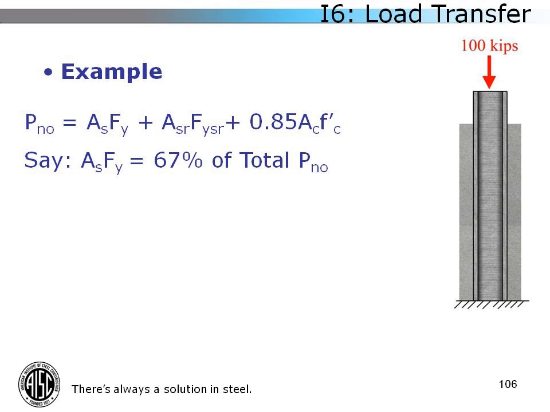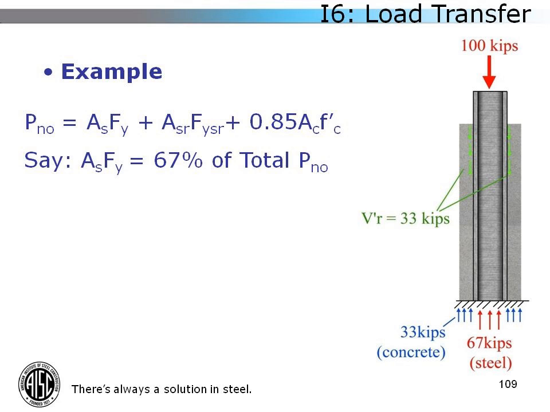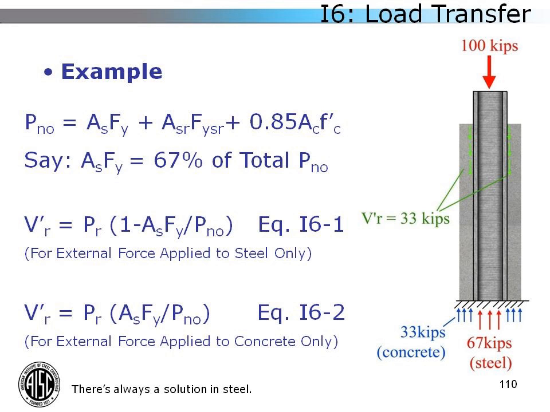If we apply 100 kips to just the steel column, what we're saying here is that 67 kips are going to stay in the steel. And that follows that 33 kips have to go somewhere out into the concrete. Okay? So the amount of longitudinal shear that needs to be transferred is 33 kips. So it's sort of common sense. If you don't want to figure it out yourself with ratios, you can use the equations that are provided within the specification. Equation I6.1 is for external force applied to the steel. I6.2 is for external force applied to the concrete only. But again, these are just ratios.